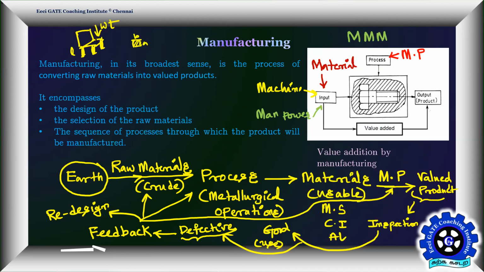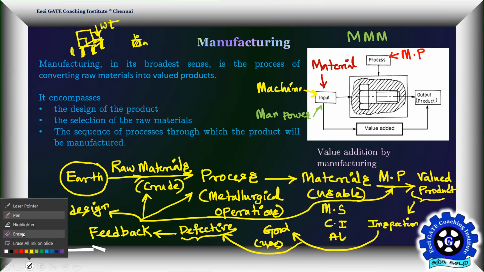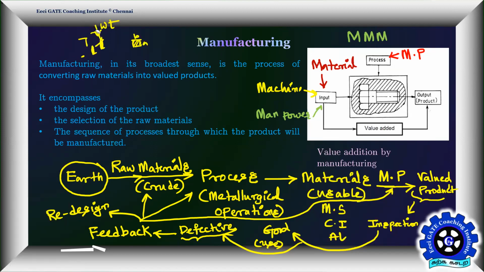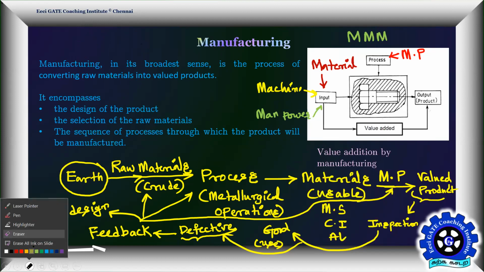And my base area should be this much. And should I have armrest? If I have armrest, what is that size and all? You do that by selecting some material. And it also depends on whether it's static loading or dynamic loading. Good. You take all these things, and that is what is called your design criteria. And selection of raw material is one aspect of it. Then the sequence of processes through which the product will be manufactured.